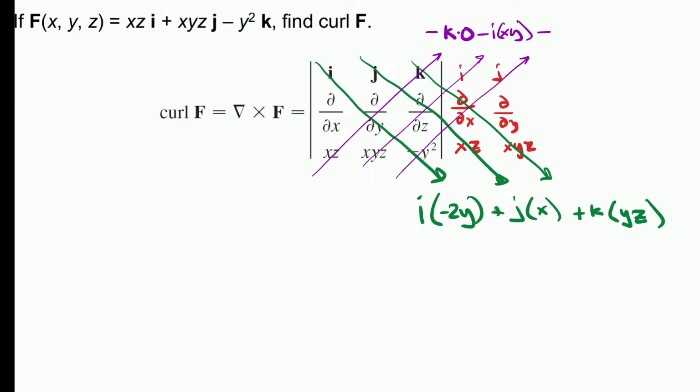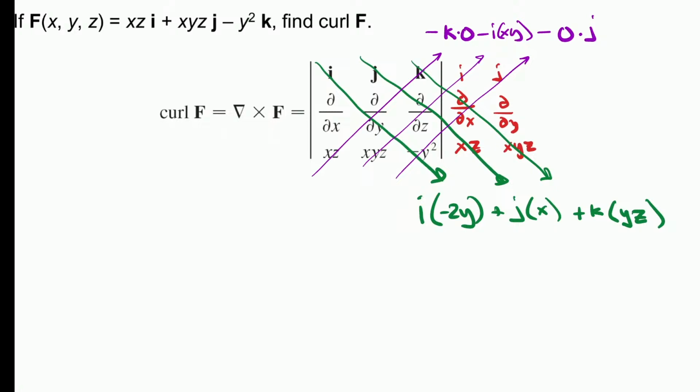And then finally, we need to do j times the derivative with respect to x of that thing. So what's the derivative with respect to x of this? 0. It's also 0, so that's nice. Makes things easy for us. I guess I've written that backwards, but whatever. 0 times j, same thing.